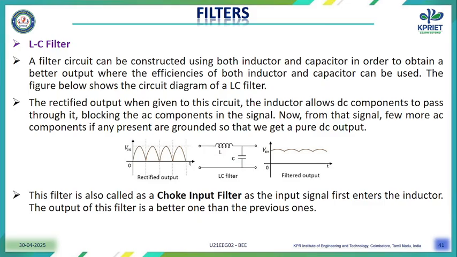When the rectified output is given to the circuit, the inductor allows the DC component to pass through it, blocking the AC components in the signal. Now from that signal, a few more AC components, if any are present, are grounded so that we get the pure DC output. This filter is also called the choke input filter, as the input signal first enters the inductor. The output of this filter is better than the previous one.